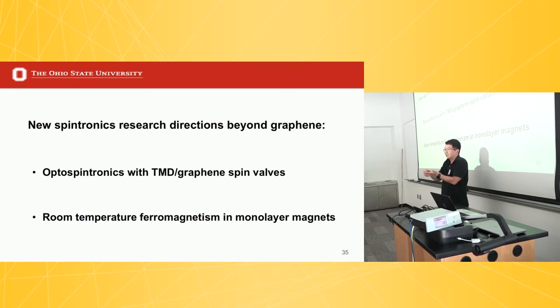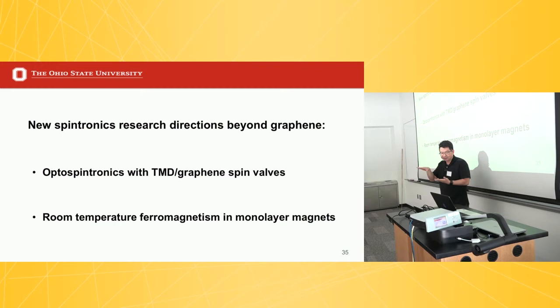There's no coupling between the helicity of light and the spin of the graphene. But the TMD is very well known: if you have circularly polarized light, you create a valley polarized exciton, and that is also spin polarized. So the idea is to take the heterostructure, use the TMD to create the spin polarization, and then try to get it into the graphene. Once it's in the graphene, it can move around, and we detect it with these ferromagnets, just like we did. That's the upshot of this whole section, and we're able to do that. It's totally proven.